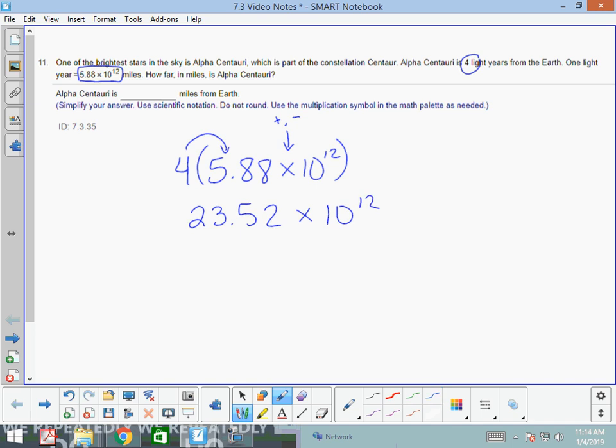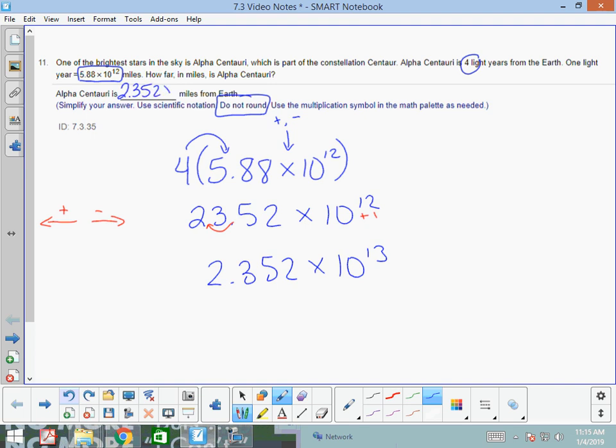Now, this number is bigger than 10, so that means I need to move the decimal. I'm going to move my decimal to the left. Remember, when you go to the left, that's adding. Go to the right, that's subtracting. So I went to the left once. That means I'm going to add 1 to the 12 in the exponent part. So this is 2.352, don't round, times 10 to the 13th. I know not to round because it says right here, do not round. So the answer is 2.352 times 10 to the 13th miles from Earth. So that's how you do number 11.